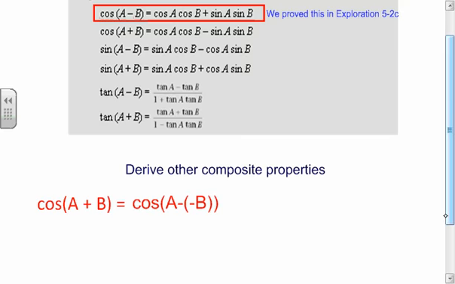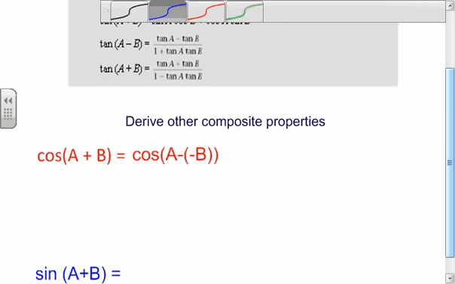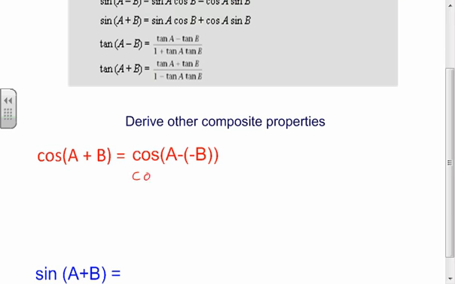So here's my fiddling around bit. I take this thing and I apply the composite property for cosine A minus B. Now A is still A and B is negative B in my cosine A minus B property. So I've got cosine A times the cosine of negative B plus the sine of A times the sine of negative B. Hey, I think I will use some odd and even properties.